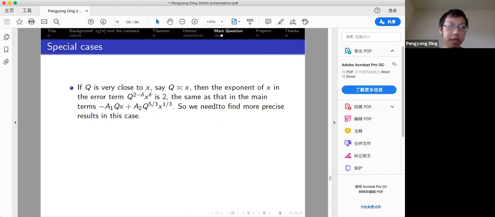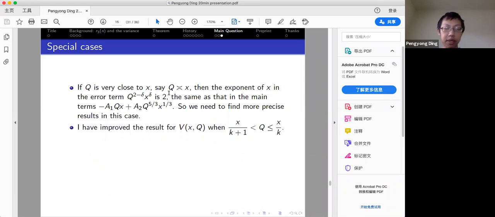And after getting the main result, we can see that if q is very close to x, if we say that q is asymptotic to x, then the exponent of x in the error term is 2. In other words, the error term will be pretty close to x squared, which is the same as the exponent in the main term. So we need to find a more precise result in this case. So I have improved the result for v of n and q, where q is greater than x over k plus 1, but less than or equal to x over k.